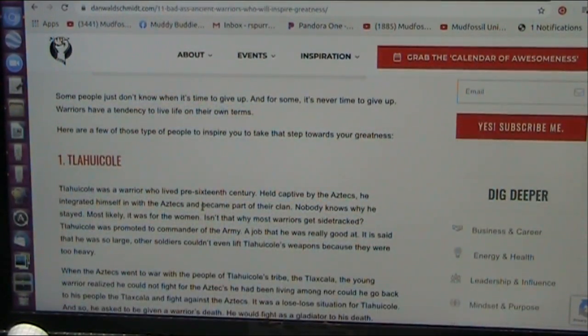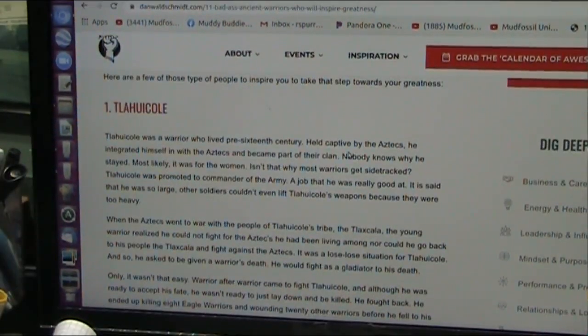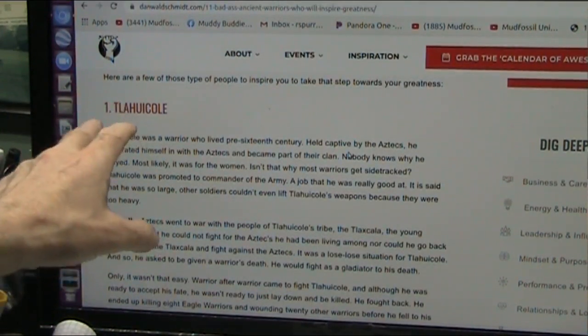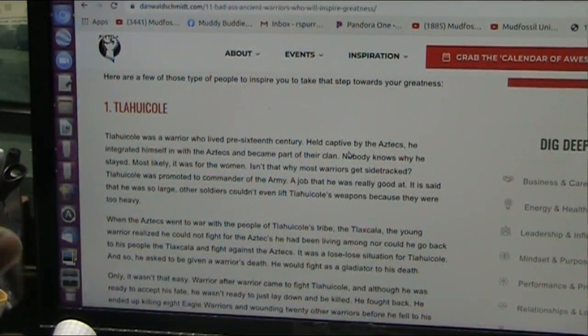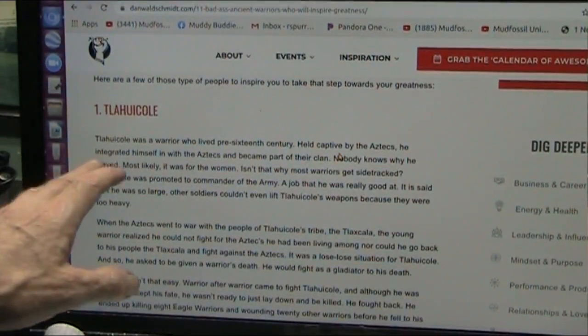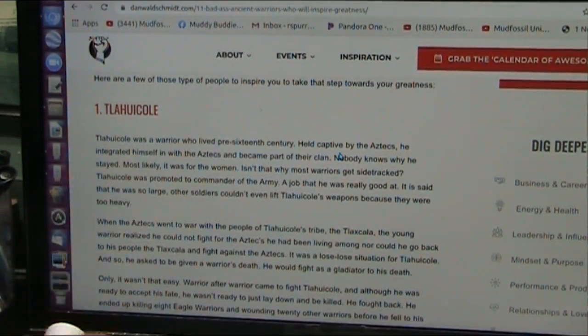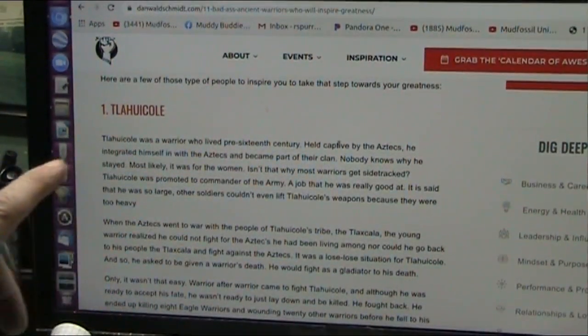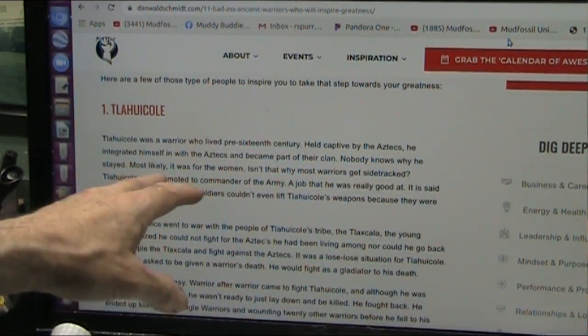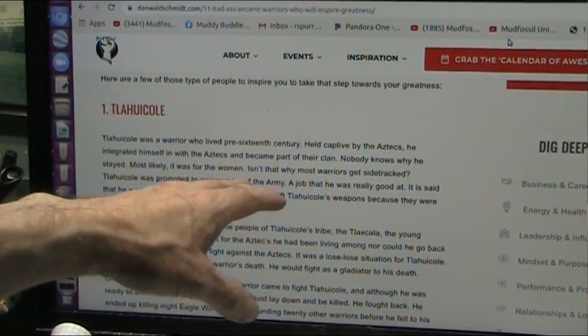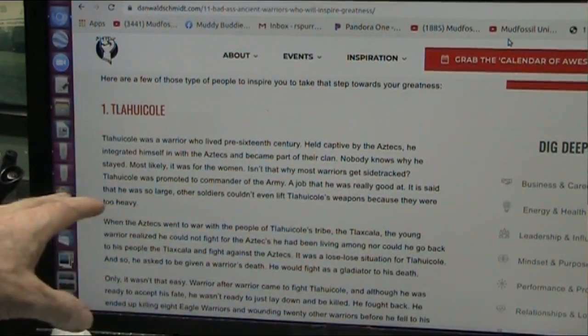Now, let's look at this. This is kind of cute. All right, listen to this. This is crazy. He was a warrior who lived pre-16th century, before the 1500s, held captive by the Aztecs. So they captured him somehow in some kind of a battle. He integrated himself in with the Aztecs and became part of their clan. So they held him in captivity. But listen to the size of the guy and why he stayed there. It's kind of funny. Nobody knows why he stayed. Most likely it was for the women. Isn't that why most warriors get sidetracked?